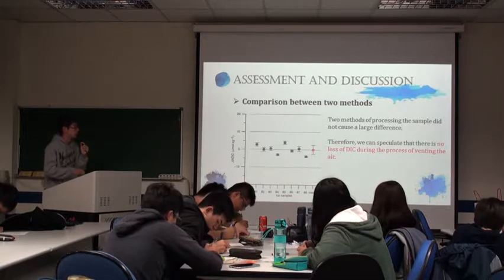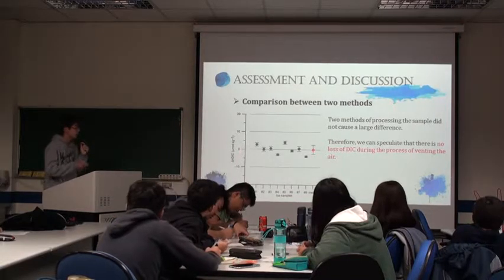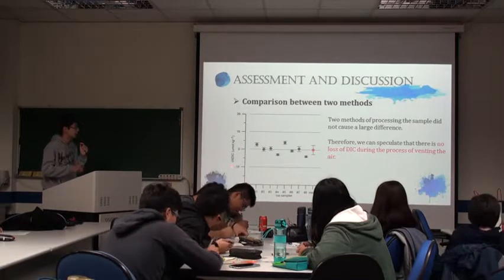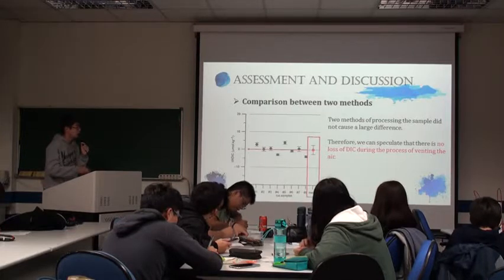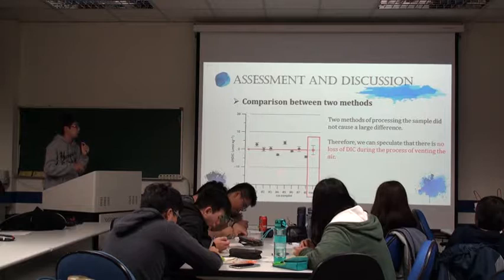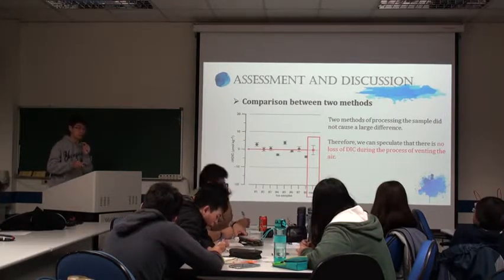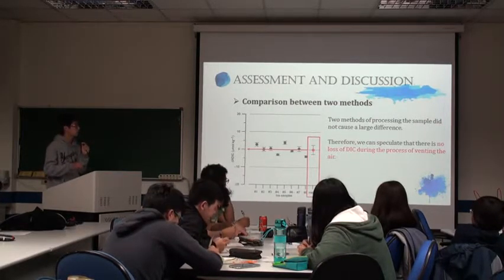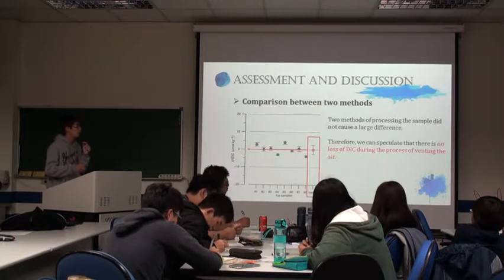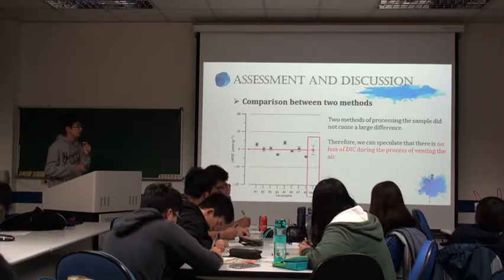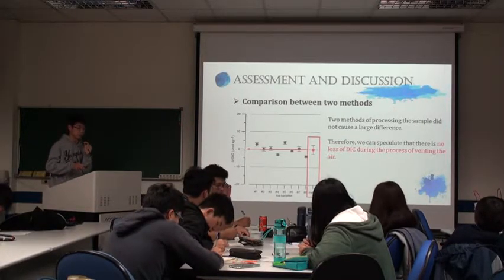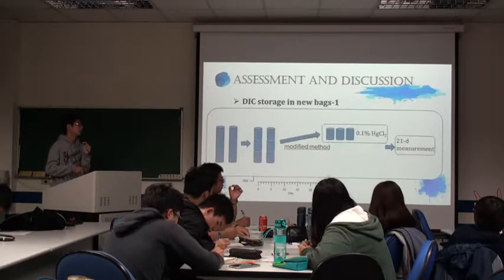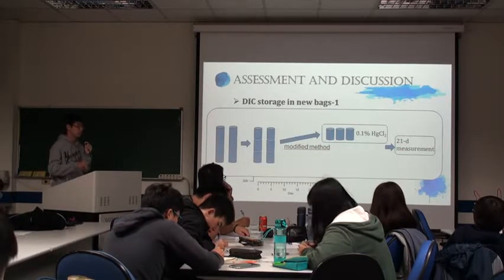And look at the figure, the x-axis is ice sample, the y-axis is the delta NDIC, and we can find that the mean of this sample is zero. So two methods of placing the sample did not cause a large difference. Therefore, we can speculate that there is no loss of DIC during the process of venting the air. This is the second experiment we did.